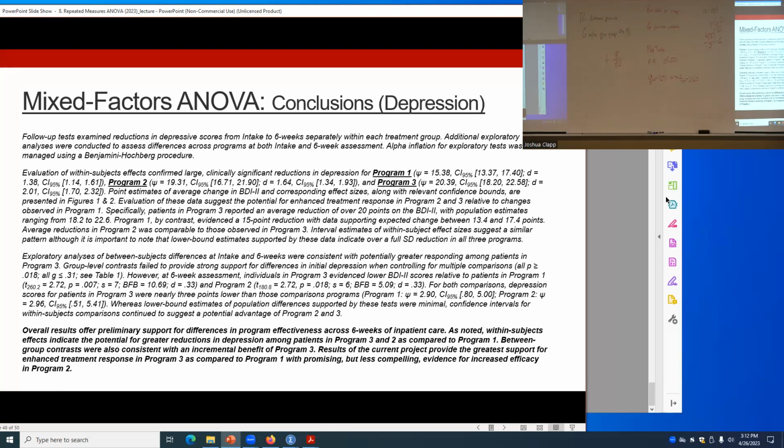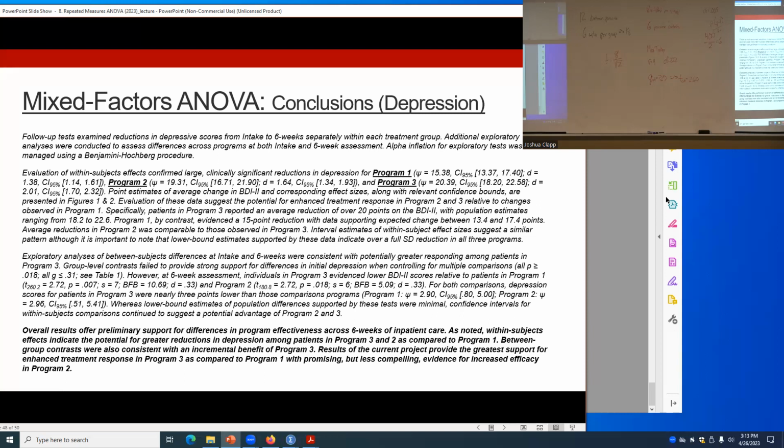Okay. Now we get down to the exploratory analysis of between-subjects differences at intake and at 6 weeks, consistent with potentially greater responding in program 3. Group-level contrasts failed to provide strong support for differences in initial depression after we adjust for multiple comparisons. I'm not saying that there wasn't a difference, but once we adjust for it, there's not clear evidence that we had support for differences. At the 6-week assessment, individuals in program 3 evidence lower BDI scores relative to program 1 and program 2. In comparisons, depression scores in program 3 patients were nearly 3 points lower than in the comparison programs.